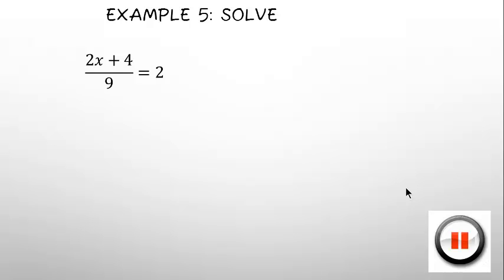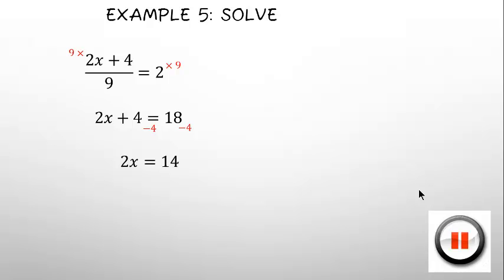Okay, so the opposite of dividing by 9, because I want to get rid of that, is timesing by 9. So I'm going to times both sides by 9. The 9's cancel out on the left-hand side, and I end up with just 2x plus 4 equals 2 times 9 is 18. Now I just have a straight forward two-step equation. So I'm going to get rid of the plus 4 first by subtracting 4 from both sides. I end up with 2x equals 14.